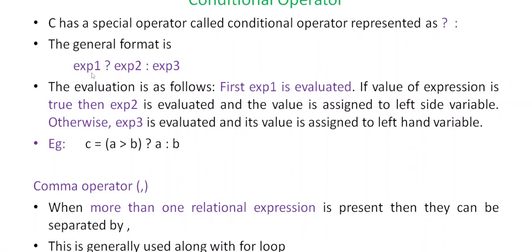If the value of expression 1 is true, then the value on the left hand side gets the value of expression 2. If the value of expression 1 is false, then the value on the left hand side gets the value of expression 3. Here you can see the example. If A is greater than B, then C gets the value of A. If A is greater than B is false, then C gets the value of B.